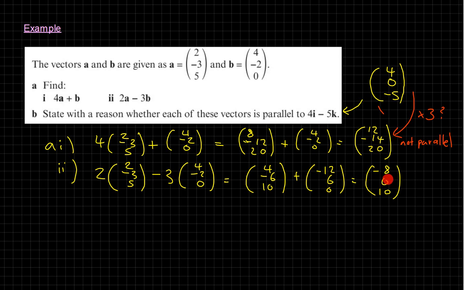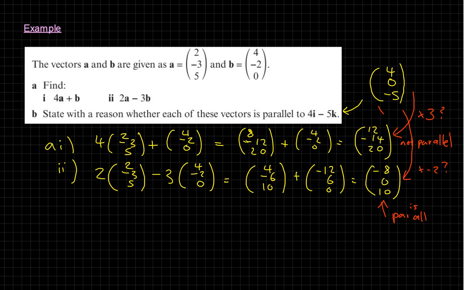And in this case, quite obviously we can see if I multiplied that 4 by minus 2, I would get minus 8, which is fine. So let's put here times minus 2. And then check it for the other 2 dimensions. 0 times minus 2 is also 0. Minus 5 times minus 2, that's also exactly 10. So therefore, that one is in fact parallel.